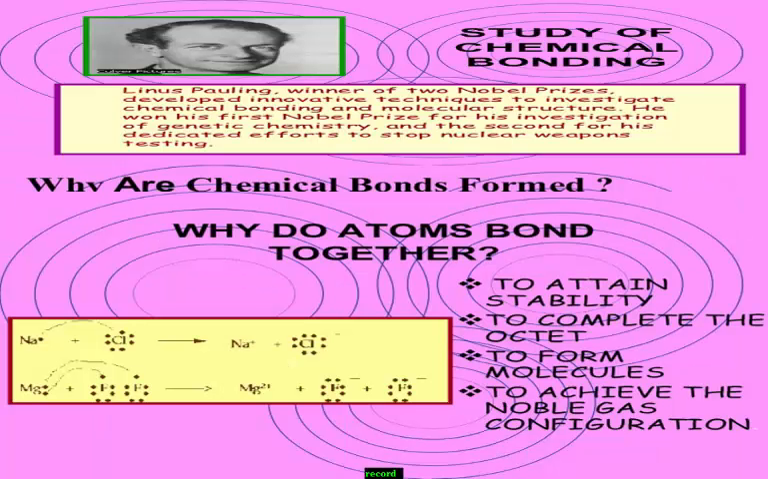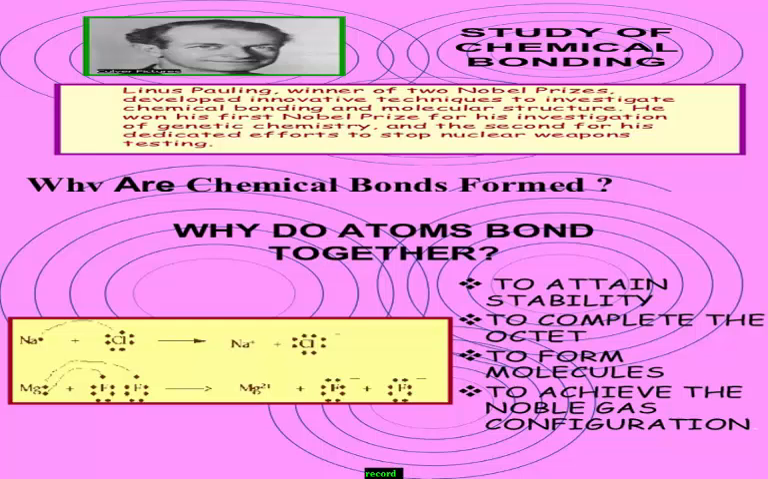Students, remember one very important point. Linus Pauling, a famous scientist and winner of 2 Nobel Prizes, developed innovative techniques to investigate chemical bonding and molecular structure. He won his first Nobel Prize for his investigation of genetic chemistry and the second for his dedicated efforts to stop nuclear weapons testing. Remember the name of the scientist who studied more on chemical bonding and molecular structure and got the Nobel Prize, Linus Pauling.